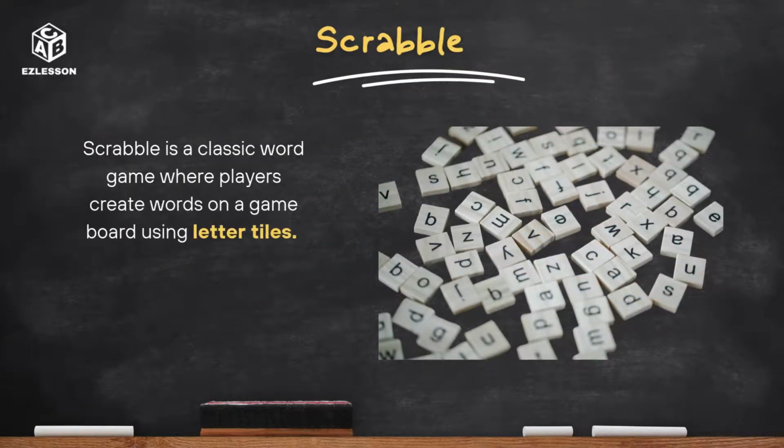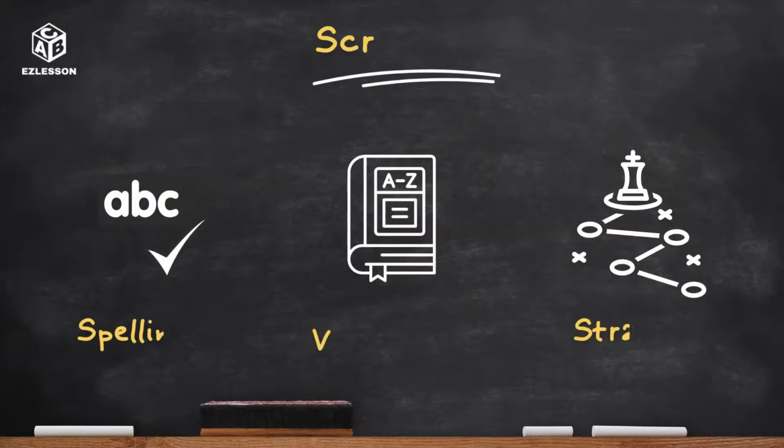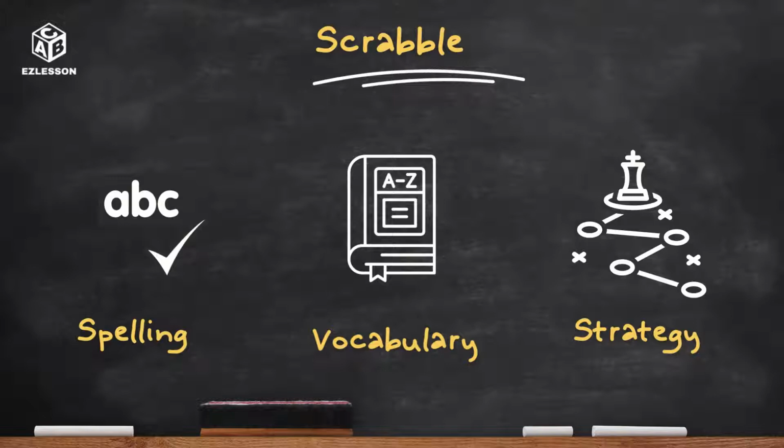Scrabble is a classic word game where players create words on a game board using letter tiles. Each tile has a different point value, and the goal is to score the highest points by forming words. It's perfect for ESL classrooms because it encourages students to think about spelling, vocabulary, and strategy.